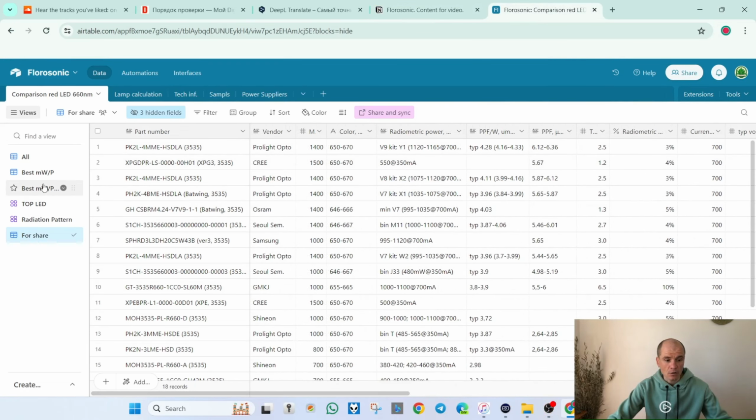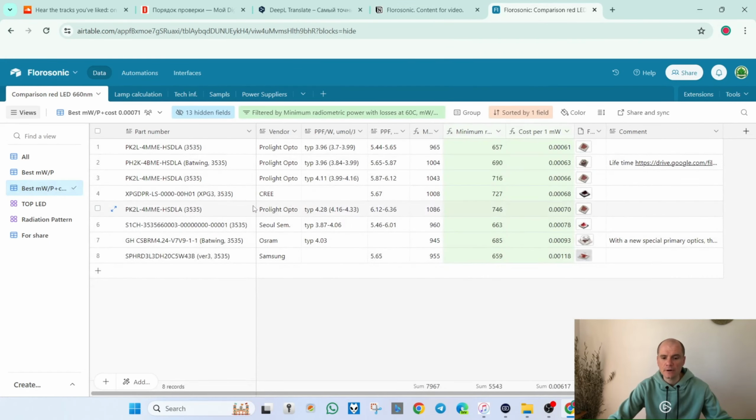Bottom line, on LEDs in case 3535 with 616 nanometer wavelength, I choose this Prolight Opto for my lamp.